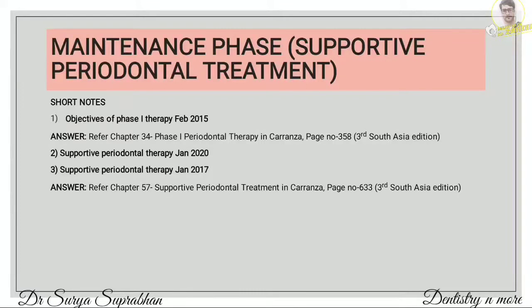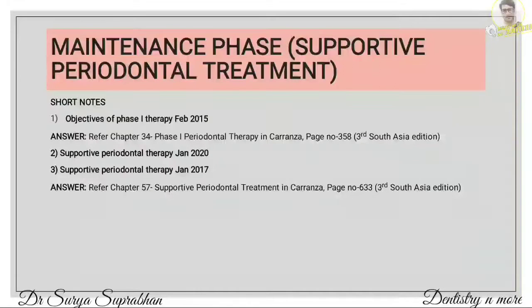Coming to the next, that is the maintenance phase of supportive periodontal therapy. So short note, objectives of phase 1 therapy, that was already discussed. You have to refer phase 1 periodontal therapy chapter, page number 358. Then coming to supportive periodontal therapy, refer chapter 57, supportive periodontal therapy in Carranza, page number 633.